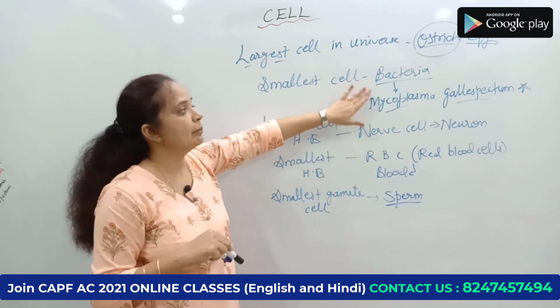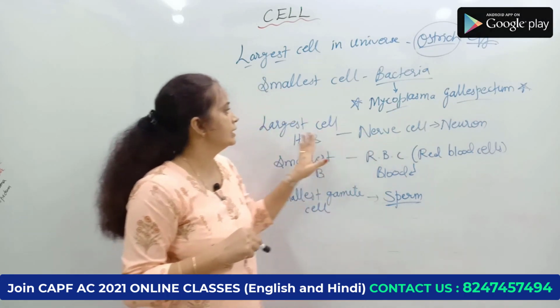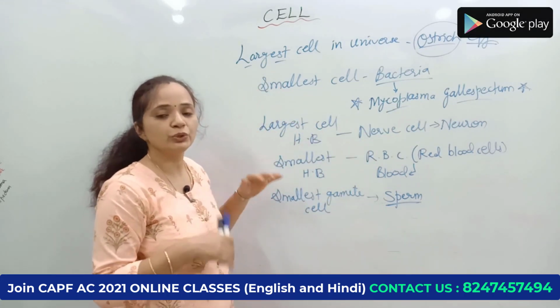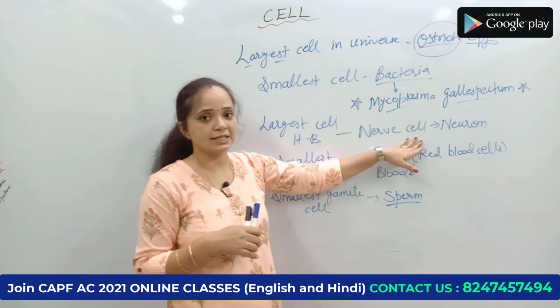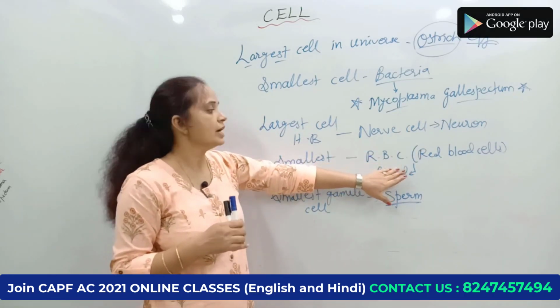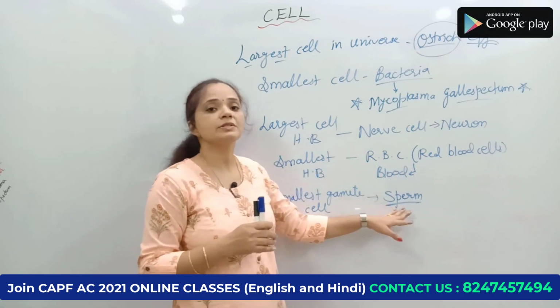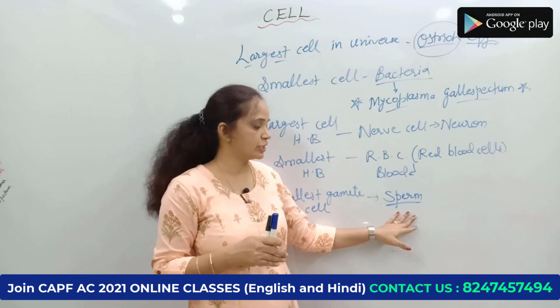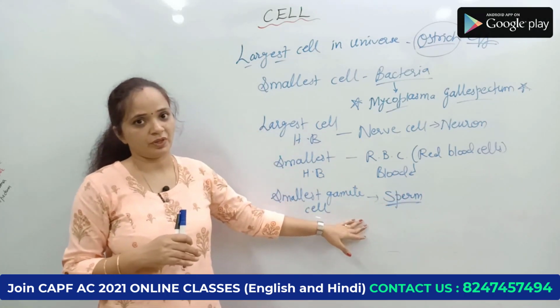Which bacteria? Mycoplasma gallisepticum. Then the largest cell in the human body is the nerve cell, and the smallest cell is the RBC. If they ask for the smallest gamete cell, it is called sperm. You have to mention sperm. Sperm is the smallest gamete cell.